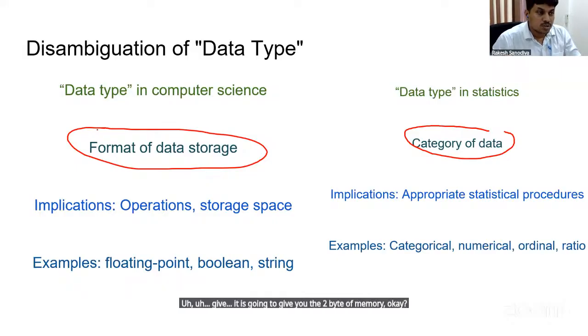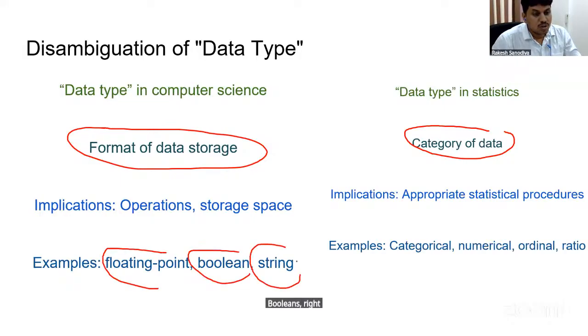So what are the examples of the data types? Floating point numbers, booleans, and strings. These are basically the data types.